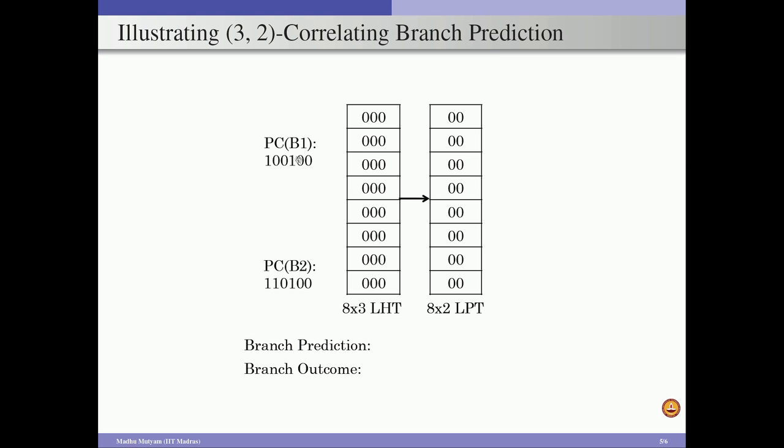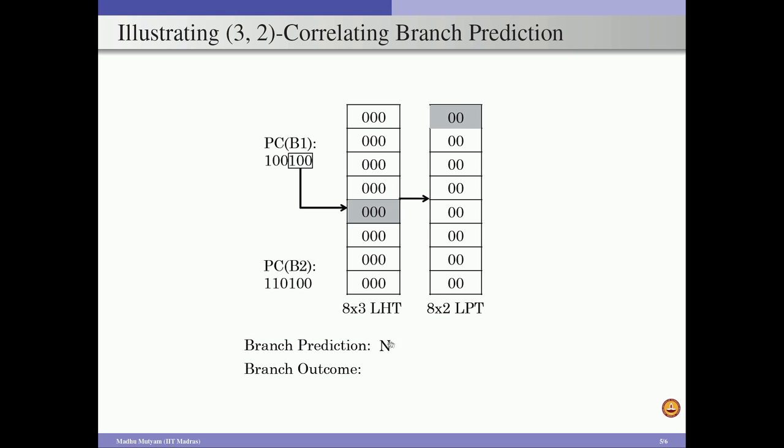Now, when we index using the LSB 3 bits of branch 1 into this LHT, it is pointing to this entry which is 0 0 0. Now, this 0 0 0 indicates that we have to go to the 0th entry in our LPT. So, that is this one. Once we go to this entry, it is 0 0. According to our 2 bit dynamic branch predictor, 0 0 indicates that the branch is not going to take place. So, accordingly we make the prediction.